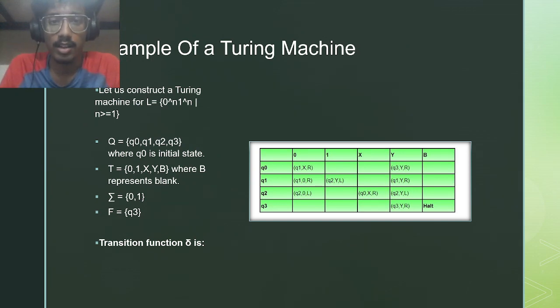Let us consider an example of a Turing machine. We take the language L equal to 0 power n, 1 power n, where n is greater than or equal to 1. Here, as we can see from the table, Q is the set of Q0, Q1, Q2 and Q3, where Q0 is considered the initial state. T is the set of 0, 1, x, y and b. Sigma is 0 and 1, and F is the set Q3, indicating that Q3 is the final state.